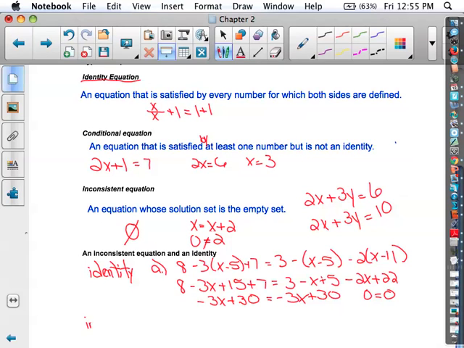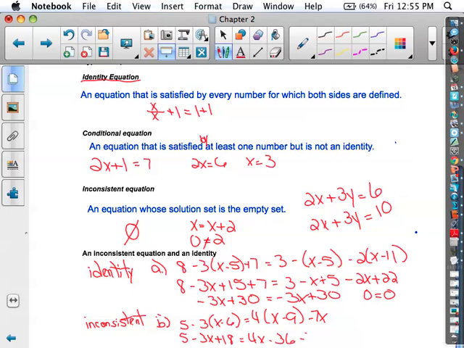If it's inconsistent, it might look like something like this. 5 minus 3 times x minus 6 equals 4 times x minus 9 minus 7x. So I have 5 minus 3x plus 18 is equal to 4x minus 36 minus 7x here. So I end up with minus 3x plus 23 is equal to minus 3x minus 36.